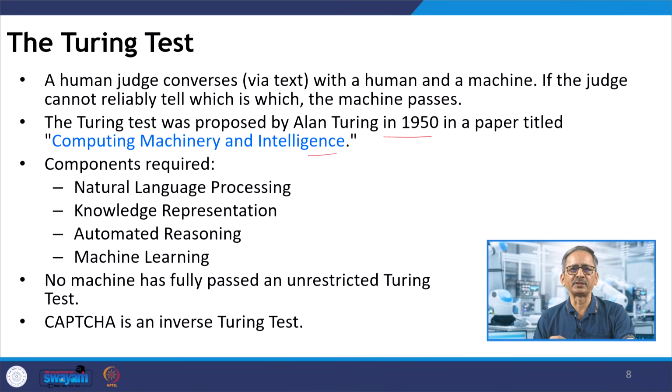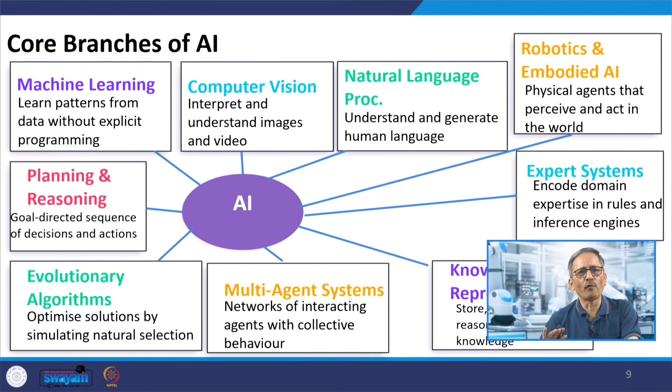No machine has fully passed a restricted Turing test. So, what are the core branches of AI? If we look at the core branches of AI, these are machine learning, where the machine learns patterns from the data without explicit programming.